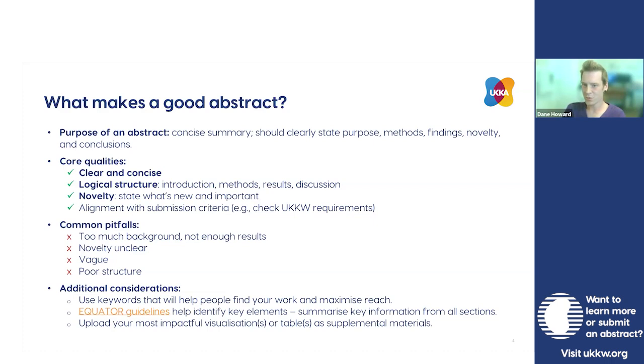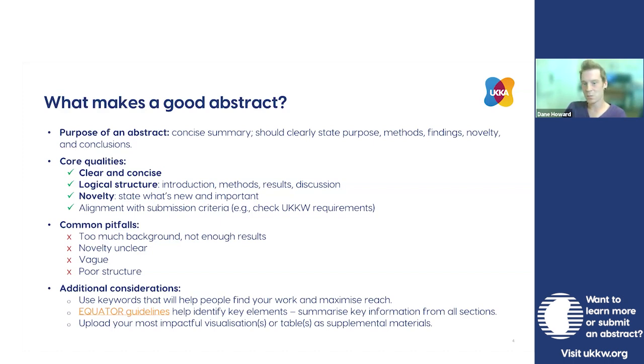So some of the core qualities every abstract should have: it must be clear and concise, no extra words, no jargon that obscures your message. It should follow a logical structure, often mirroring the structure of a paper. So introduction, methods, results, and discussion. Readers should be able to easily follow the flow of your thinking. It should clearly state the novelty, what's new or important about your research, and why does that matter? And finally, make sure your abstract aligns with any submission criteria. For example, if you're submitting to UK Kidney Week, check their specific requirements. They might expect certain formats, word limits, or content emphasis.